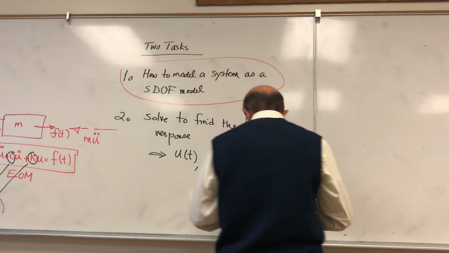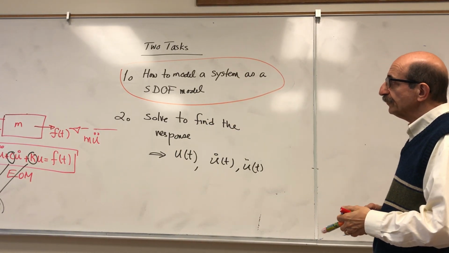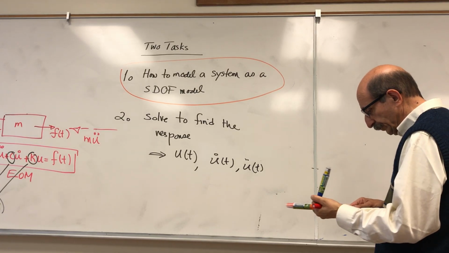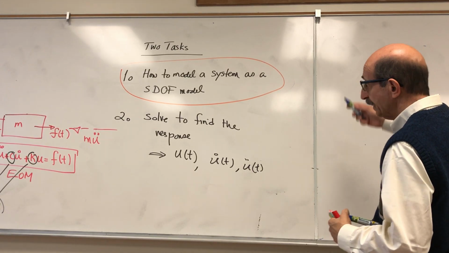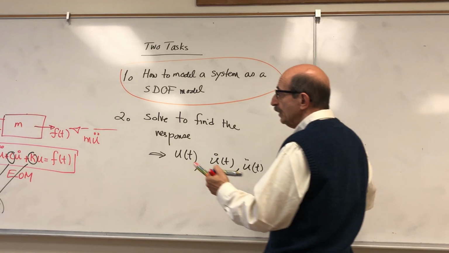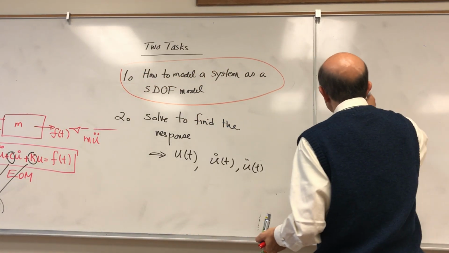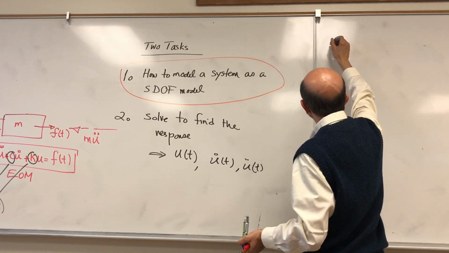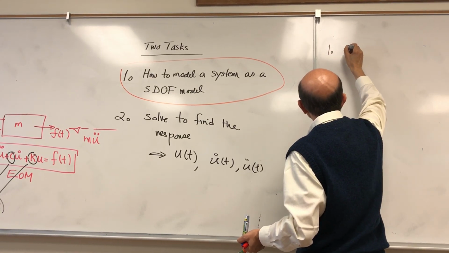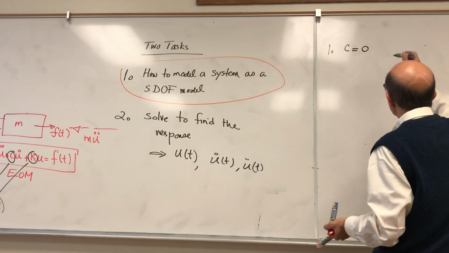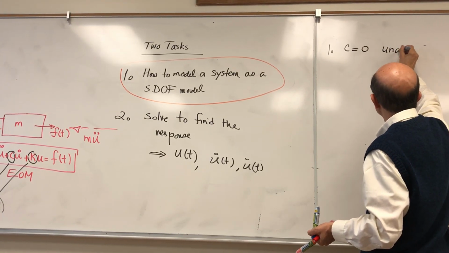In order to do that, basically we consider several cases or categories. Category number one, or case number one, is that we assume that the system that we are given is such that we can actually ignore the damping. So we call that an undamped system.